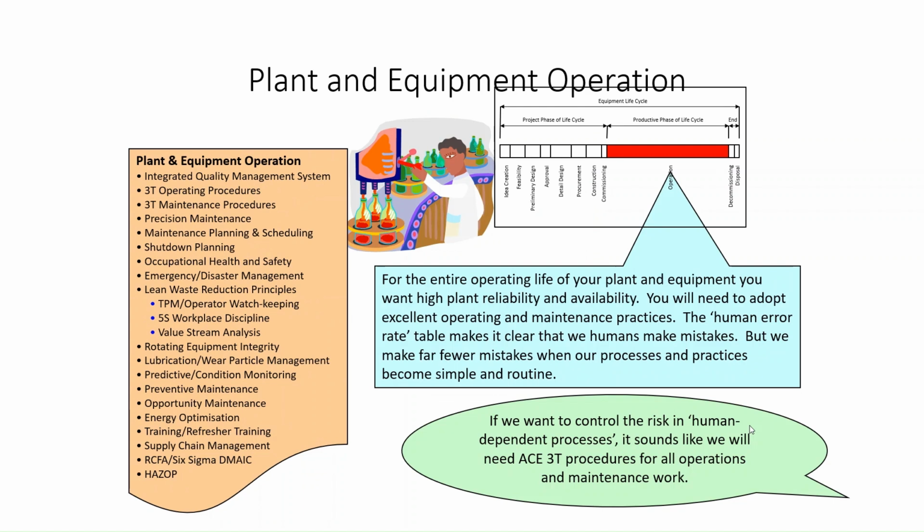After installation and commissioning, the next is the most active part of the asset life cycle. This is plant and equipment operation. Integrated quality management system. 3T operating procedures. 3T maintenance procedures. Precision maintenance. Maintenance planning and scheduling. Shutdown planning. Occupational health and safety. Emergency/disaster management. Lean waste reduction principles. TPM/operator watchkeeping. 5S workplace discipline. Value stream analysis. Rotating equipment integrity.